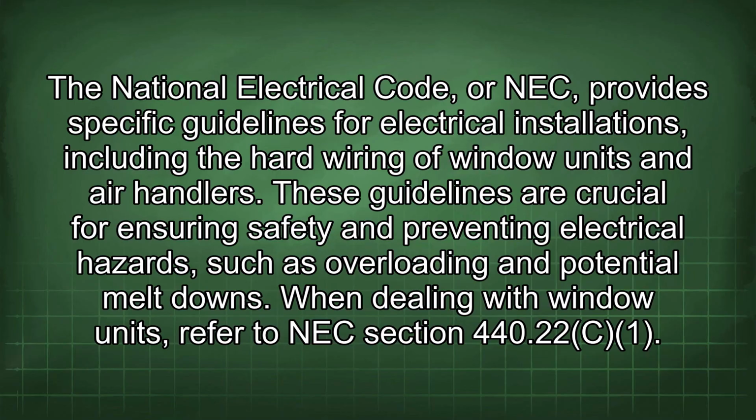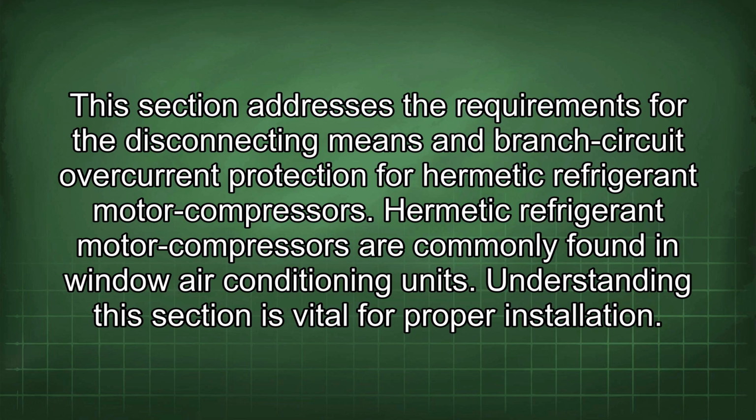The National Electrical Code, or NEC, provides specific guidelines for electrical installations, including the hard wiring of window units and air handlers. These guidelines are crucial for ensuring safety and preventing electrical hazards, such as overloading and potential meltdowns. When dealing with window units, refer to NEC Section 440.22(C). This section addresses the requirements for the disconnecting means and branch circuit overcurrent protection for hermetic refrigerant motor compressors.